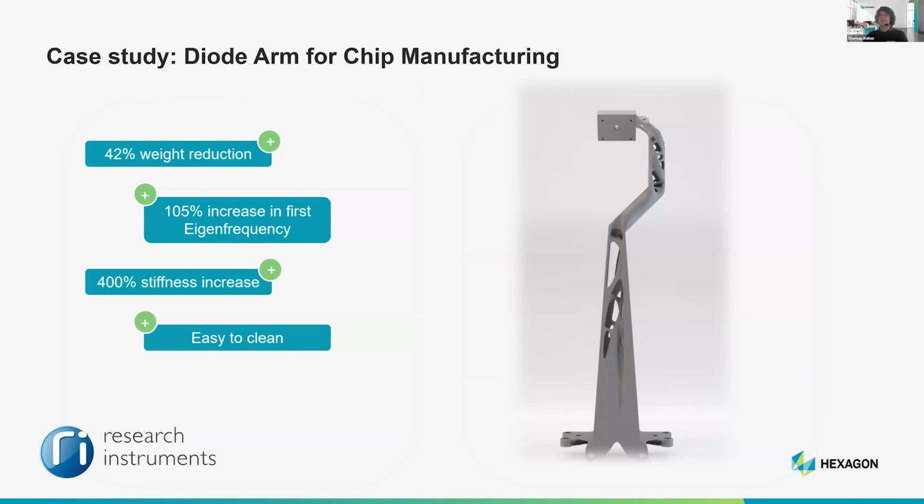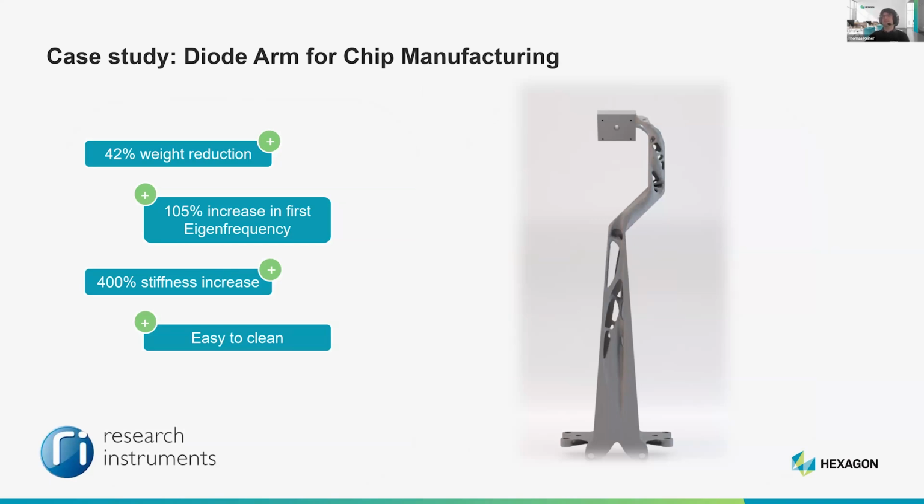Here, just two samples of what could come out. Here, like a diode arm, it's for chip manufacturing. At the top, there's a laser diode mounted, and it's possible to reduce the weight by 40% while increasing the stiffness, the linear static stiffness, as well as the eigenfrequencies, and still keep it easy to clean. You might say easy to clean might be questionable, especially at the top, but that's what we talked about with the design funnel two slides before, the generative design.